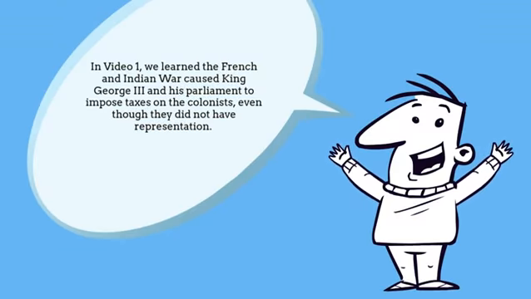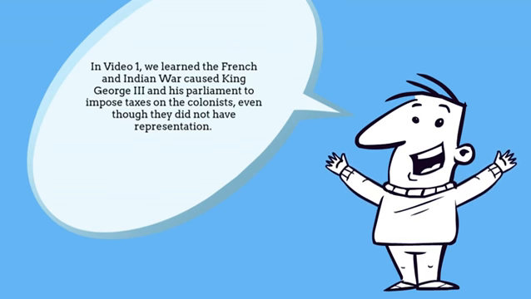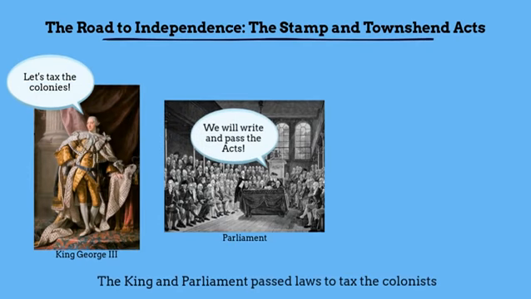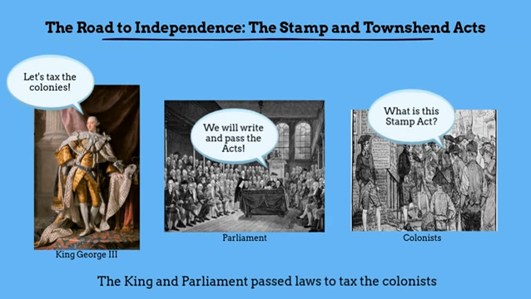In Video 1, we learned how the debt created by the French and Indian War caused King George III and his Parliament to impose taxes on the colonists, even though they did not have representation. In this video, we will examine the impact the Stamp Act and the Townshend Act had on the writing of the Declaration of Independence. King George III and Parliament passed a variety of acts, which were laws that taxed the colonists.